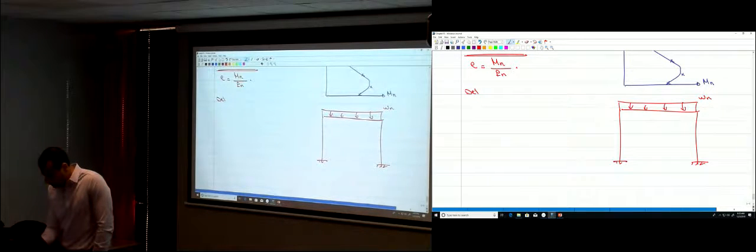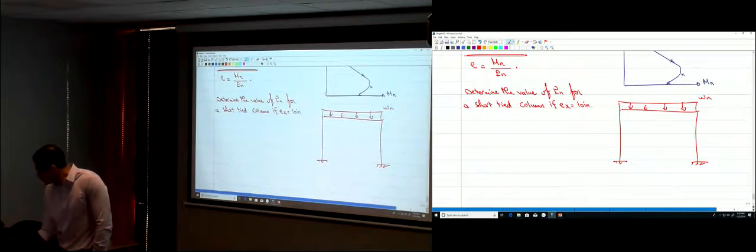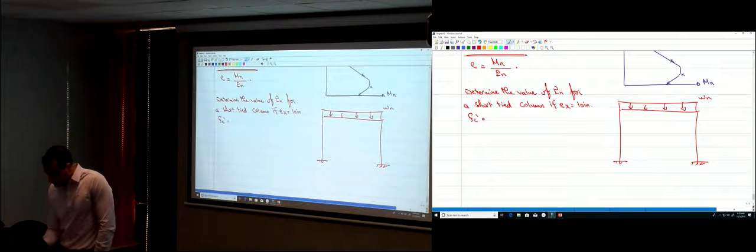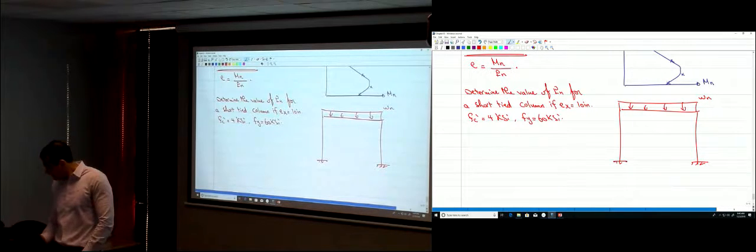We're required to determine the value of Pn for a short, tied column if the eccentricity in the x direction is 10 inches. Fc prime is 4 ksi and Fy is 60 ksi. The column that we want to analyze and find its strength looks like this.